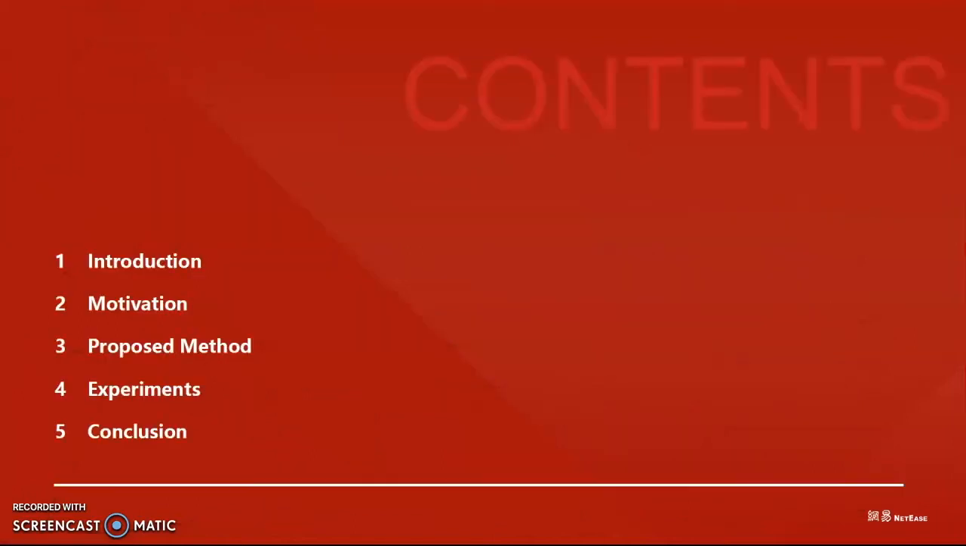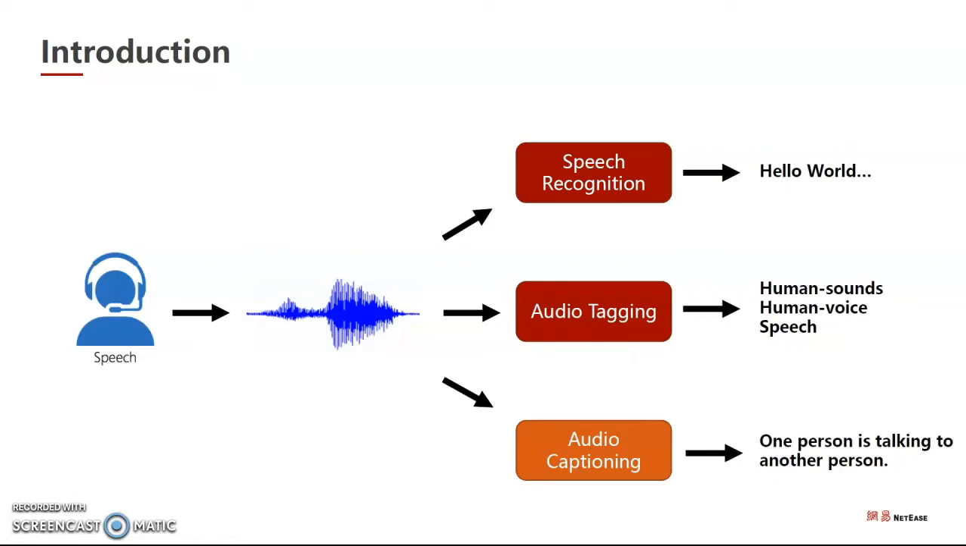This is an outline of this presentation. Let's start with introduction and motivation. Automatic audio captioning is a translation task from speech to text. Compared with speech recognition, this task gives a description of the audio rather than a transcription. Compared with audio tagging, this task needs to extract more detailed features from the audio.